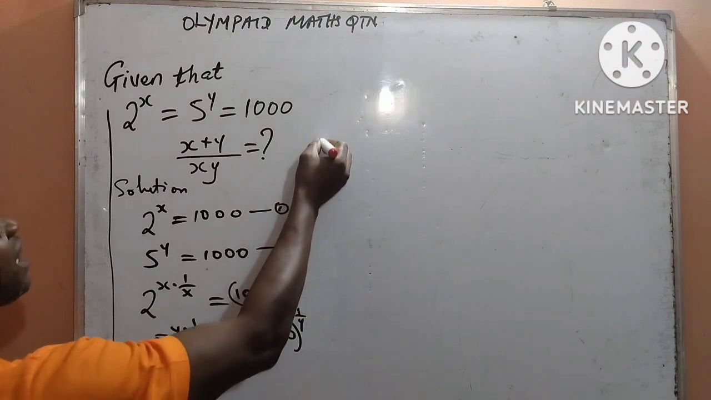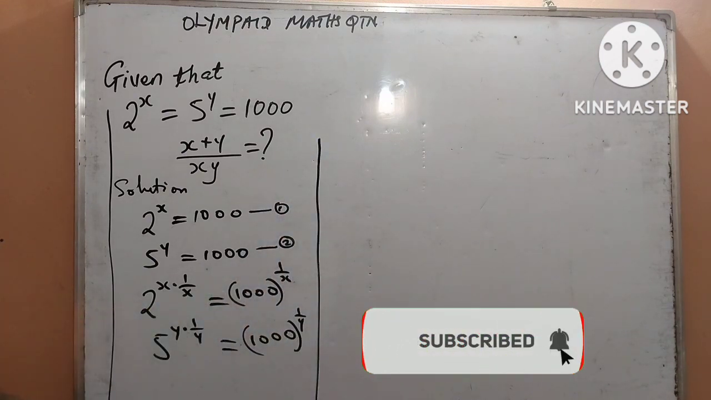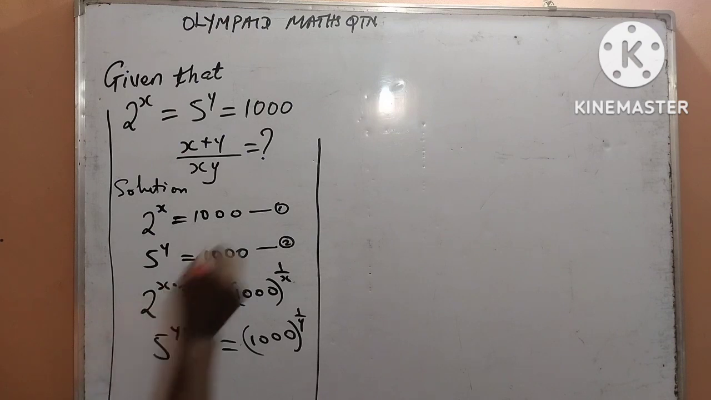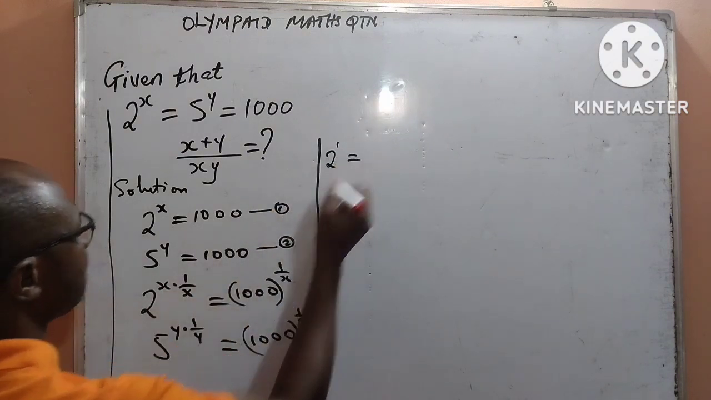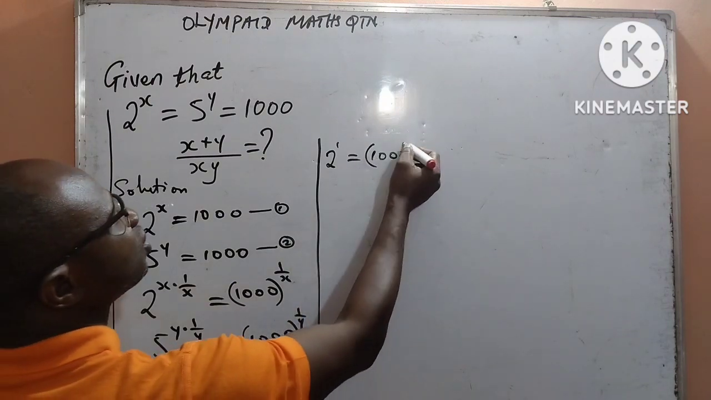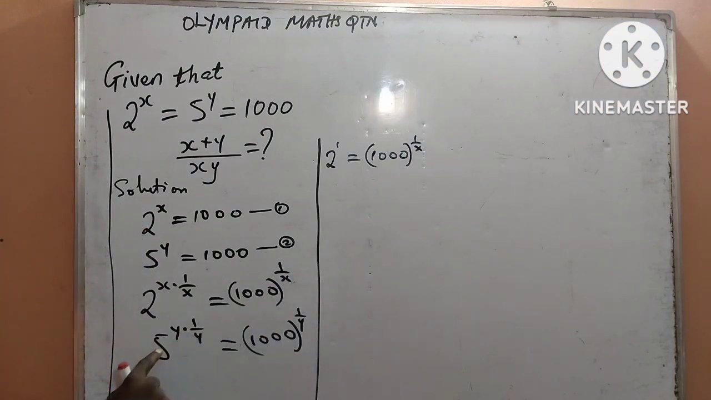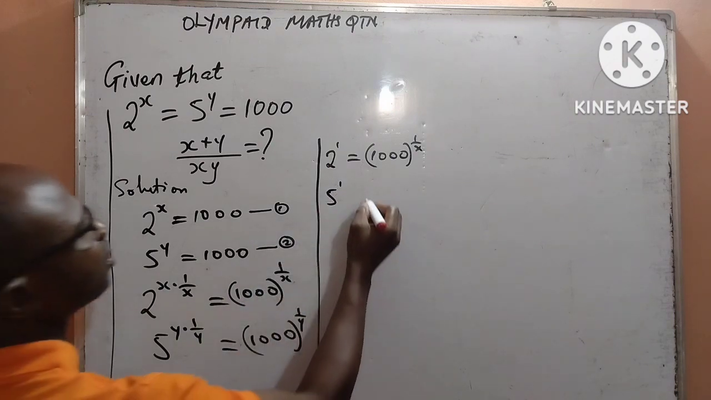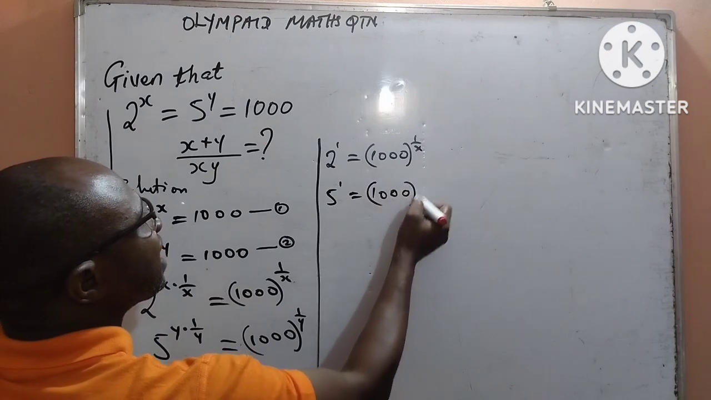Now going forward, you can agree with me that from 2 to the power of x multiplied by 1 over x, the x will cancel to give me just 2 to the power 1 equal to 1000 to the power 1 over x. And from 5 to the power of y multiplied by 1 over y, the y will cancel, leaving me with 5 to the power 1 equal to 1000 to the power of 1 over y.